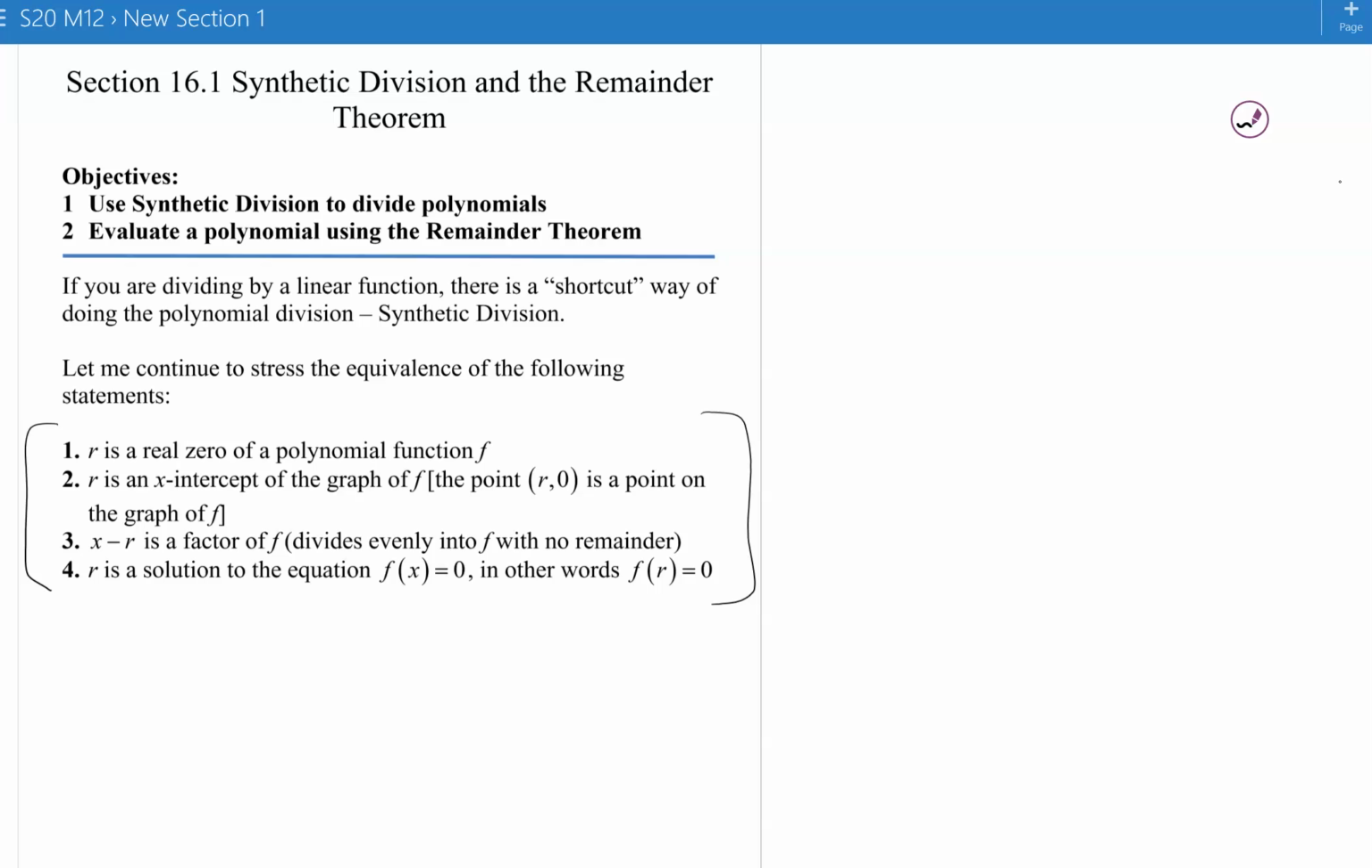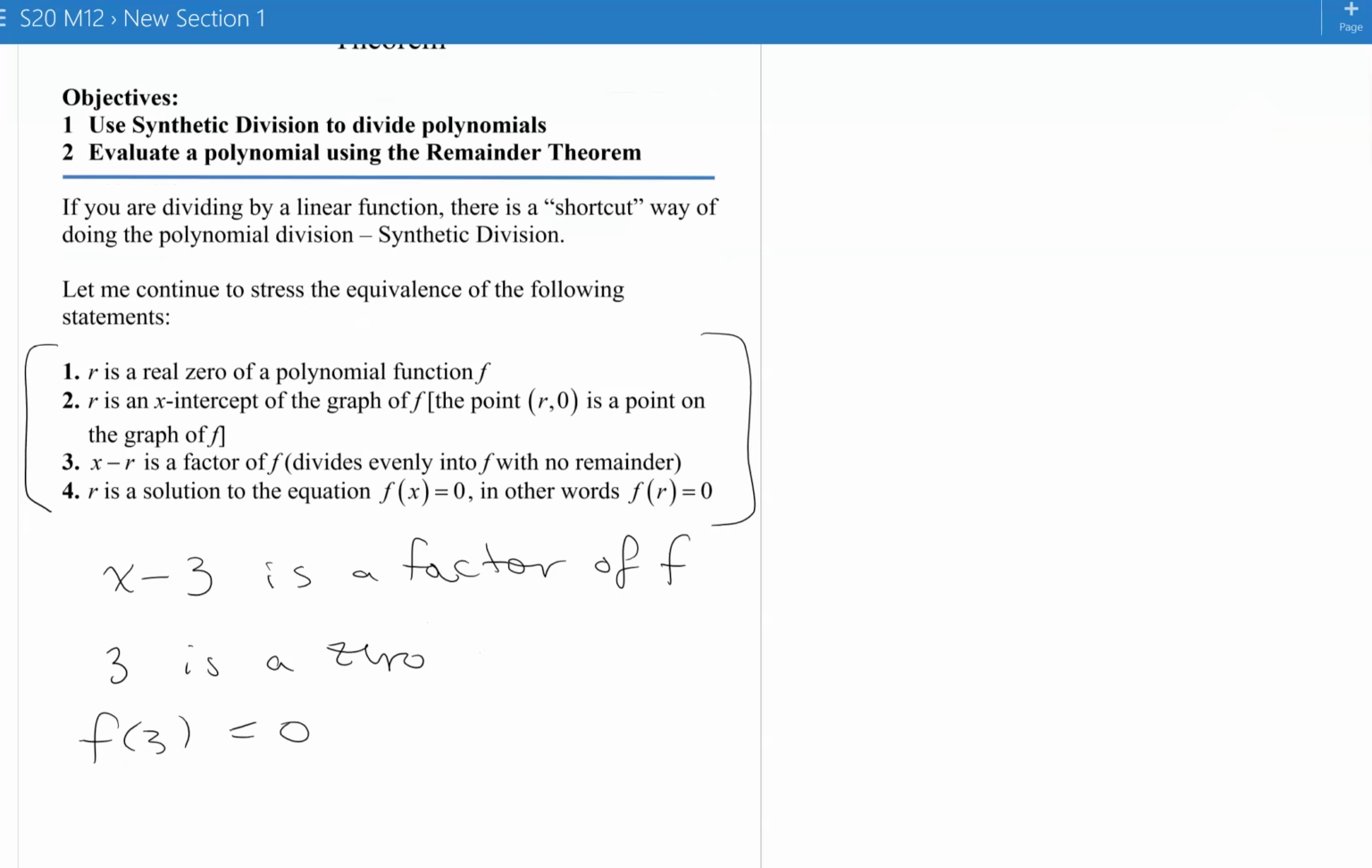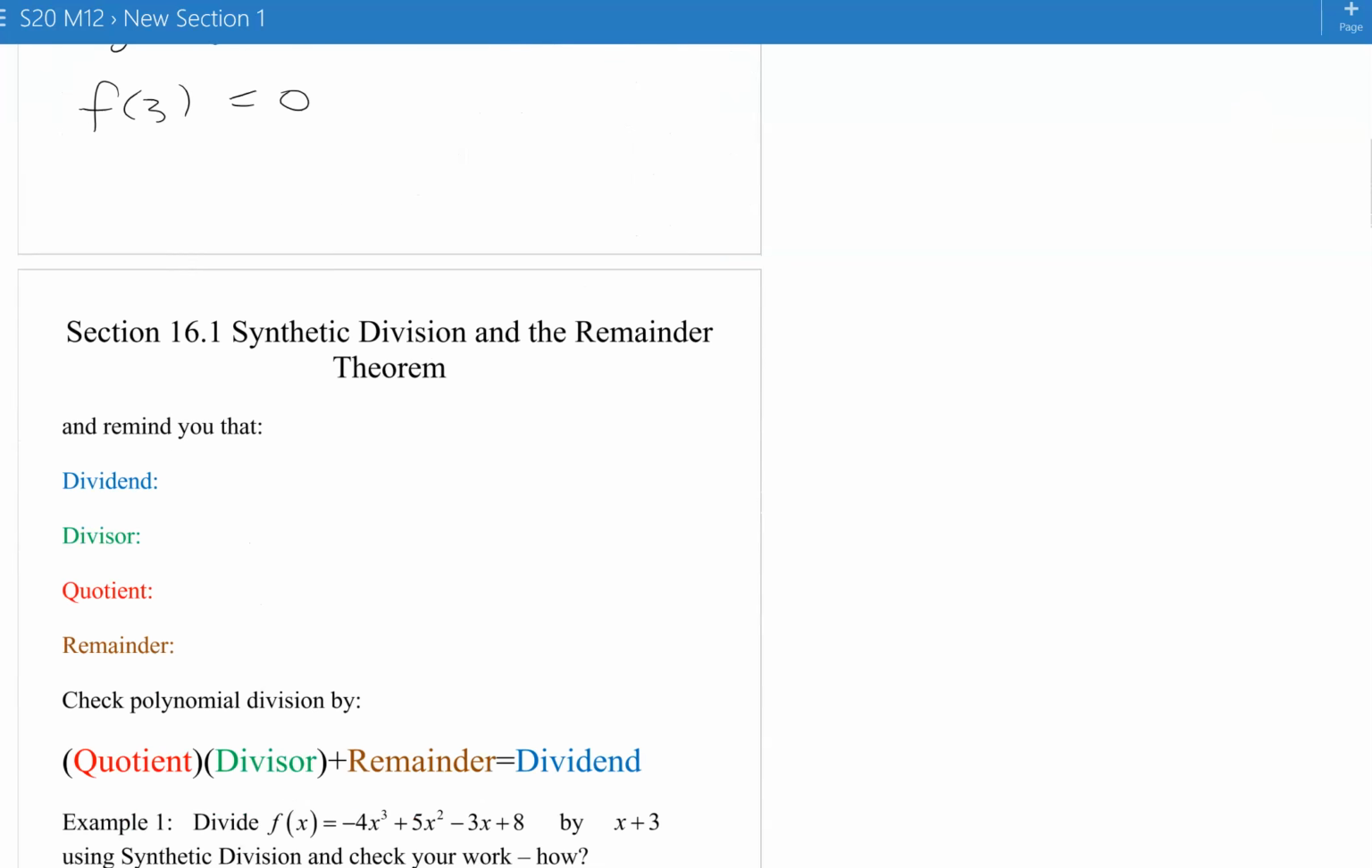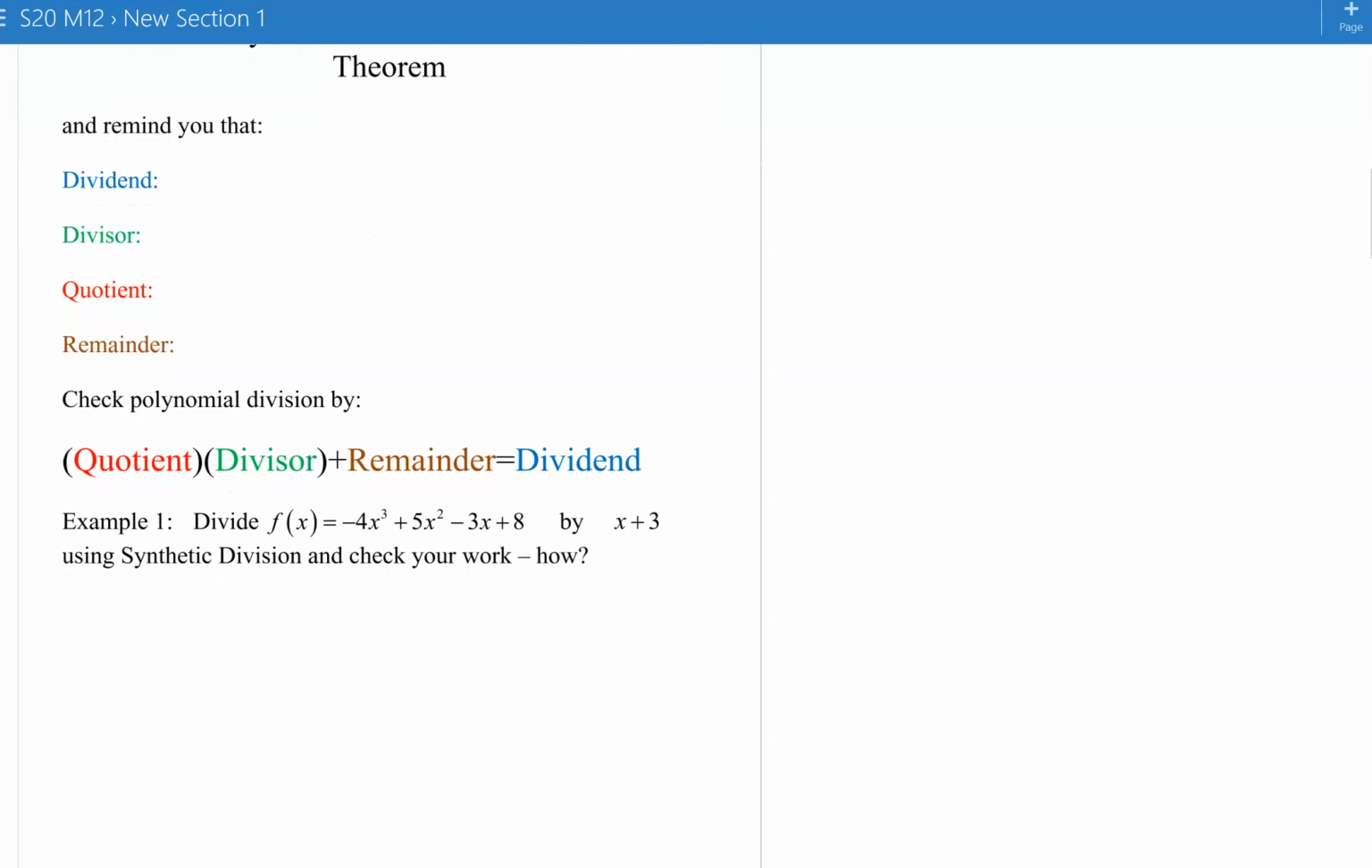So keep reminding yourself that if I tell you that x minus 3 is a factor or divides evenly, then you know 3 is a 0. And that means you know f of 3 is 0. So keep reviewing those four equivalent statements. That will really come in handy.